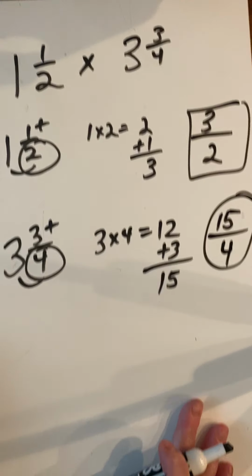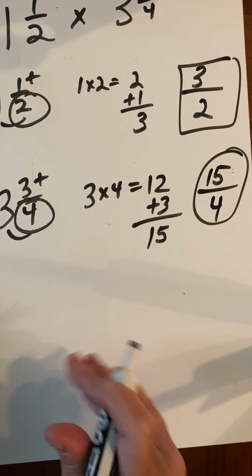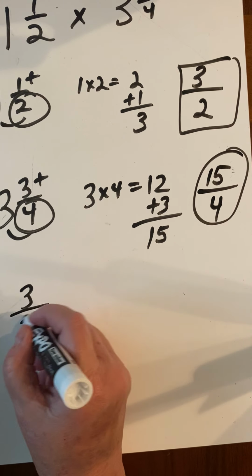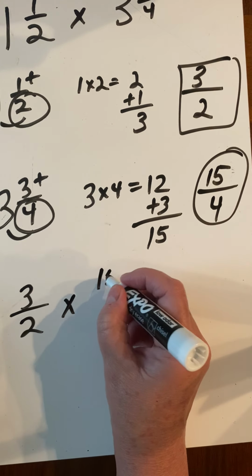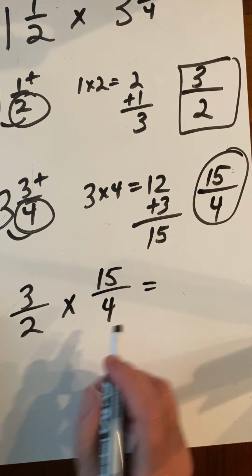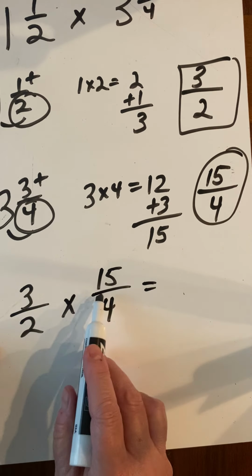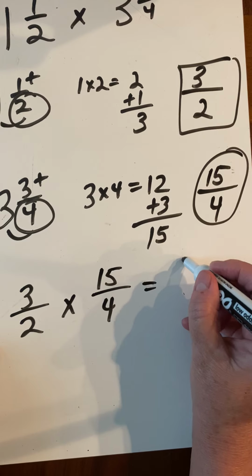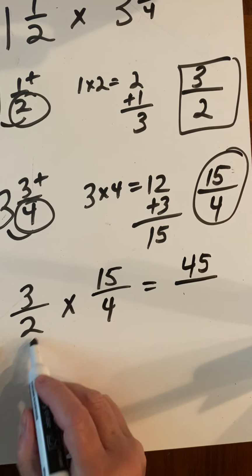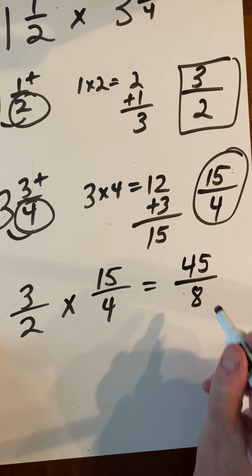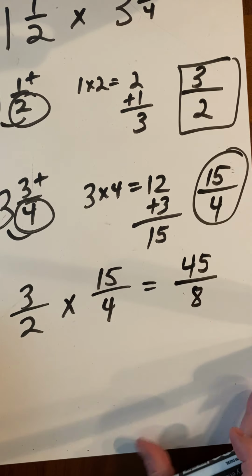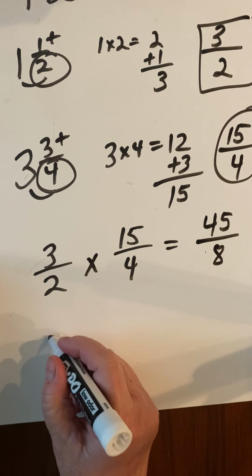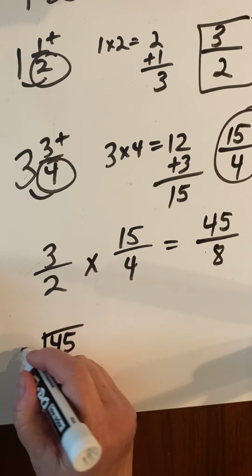So now I've got my two improper fractions. I have 3/2 times 15/4. And what I do is I'm going to multiply across. 3 times 15 is 45. 2 times 4 is 8. Now I'm going to simplify this. I'm going to take 45 and divide it by 8.